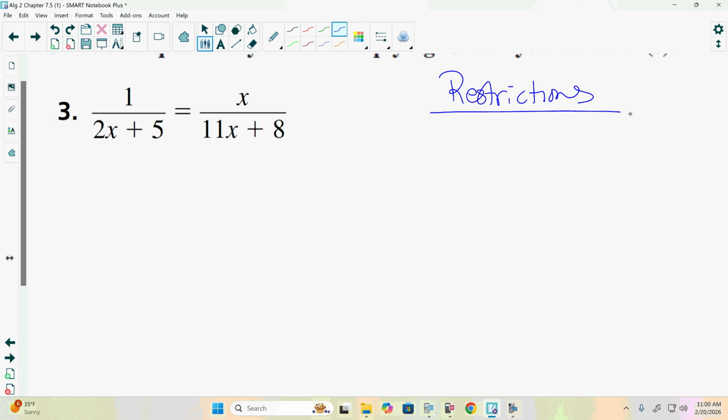One over 2x plus 5 equals x over 11x plus 8. I will tell you here, if we set the two denominators equal to 0 and solved, our two restrictions are going to be negative 5 halves and negative 8 elevenths, which is not going to be an answer choice. So neither one of these values of x is going to show up.